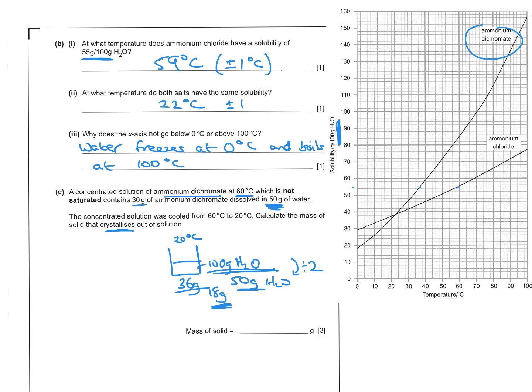In the question, we were told that originally in the 50 grams of water, there are 30 grams of ammonium dichromate. So we start off with 30 grams. It's not saturated, so that means these 30 grams are all dissolved. And if we cool it down to 20 degrees and 18 grams remain dissolved, the difference is going to be what crystallizes out. So that's an answer of 12 grams.